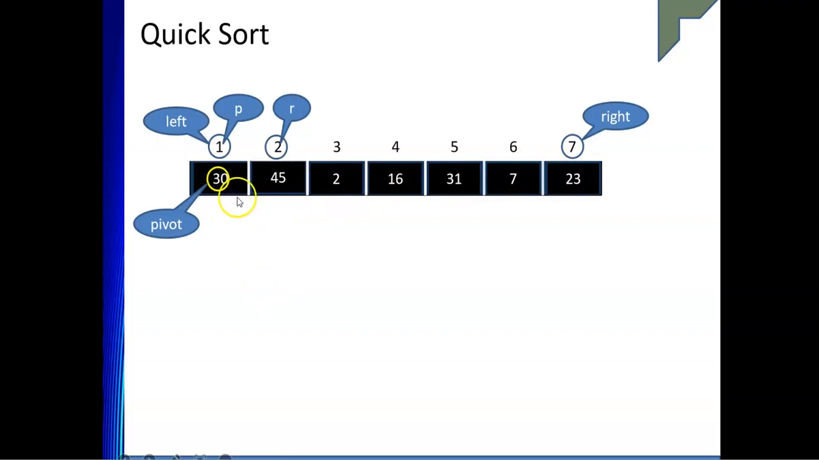So let us try. I take this as the pivot, and this is my left, and this is my right. I will compare these two and see whether the pivot element is greater than 45. If it is greater, that means we shift 45 towards the left, or if it is not, we keep it intact like that. So let us call this AR, which is now 45.